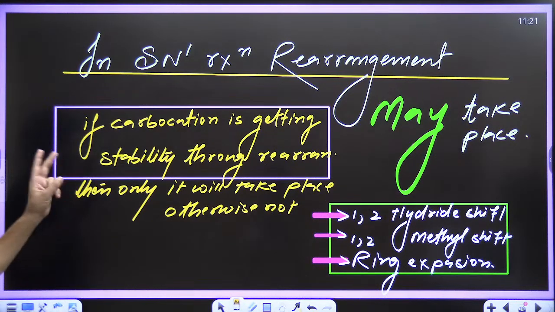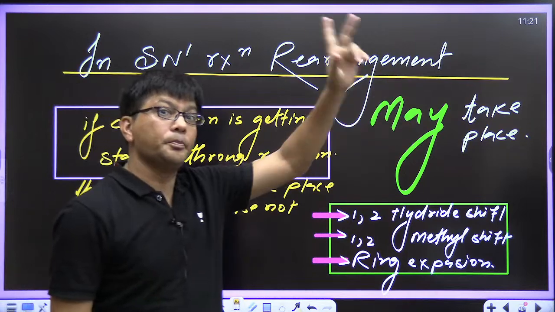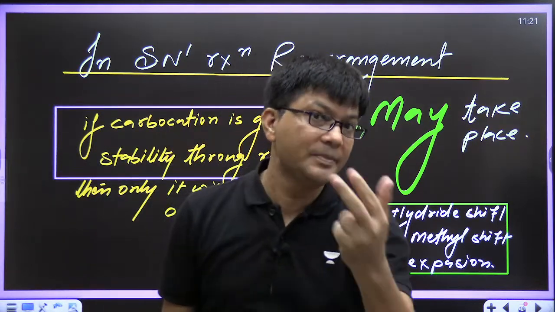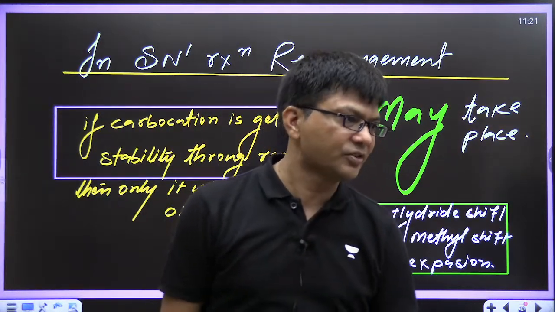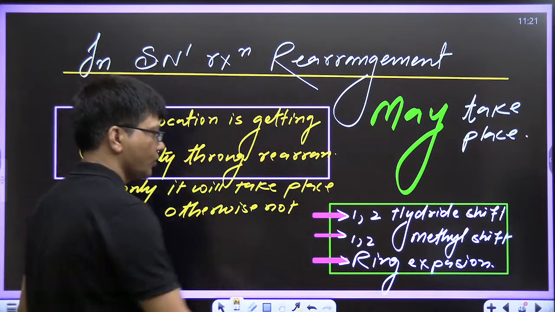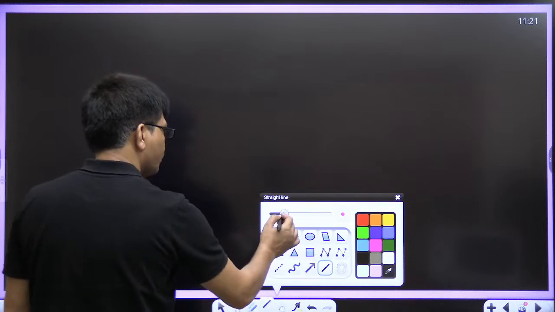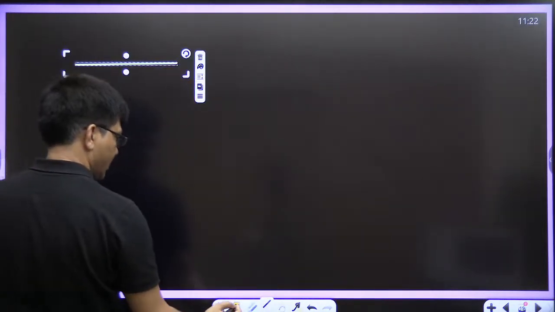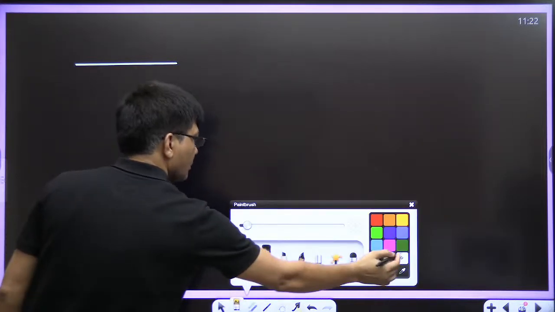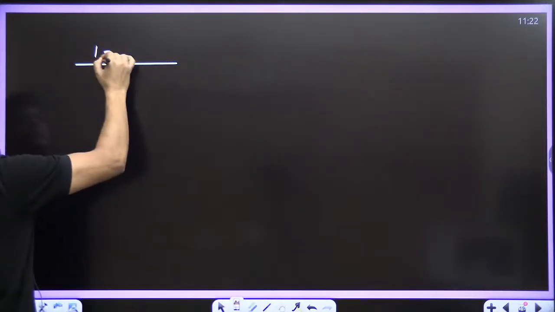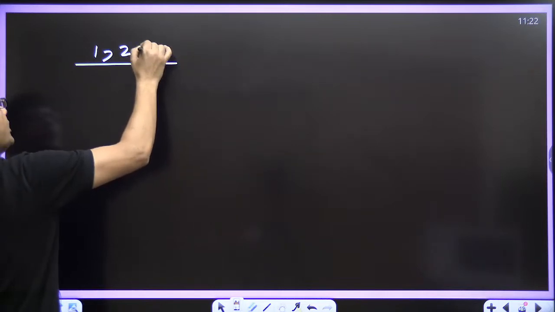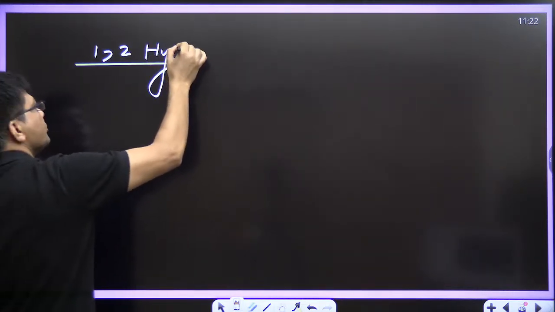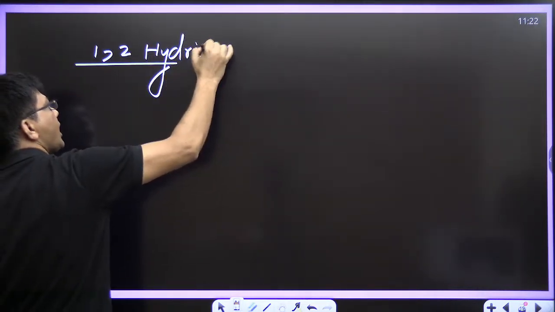And this thing must be clear. May take place means maybe or may not be. It's not compulsory that it's going to happen. See, 1,2 hydride shift. What's that? Try to understand, everyone. What is the meaning of 1,2 hydride shift? That also I am going to tell you.